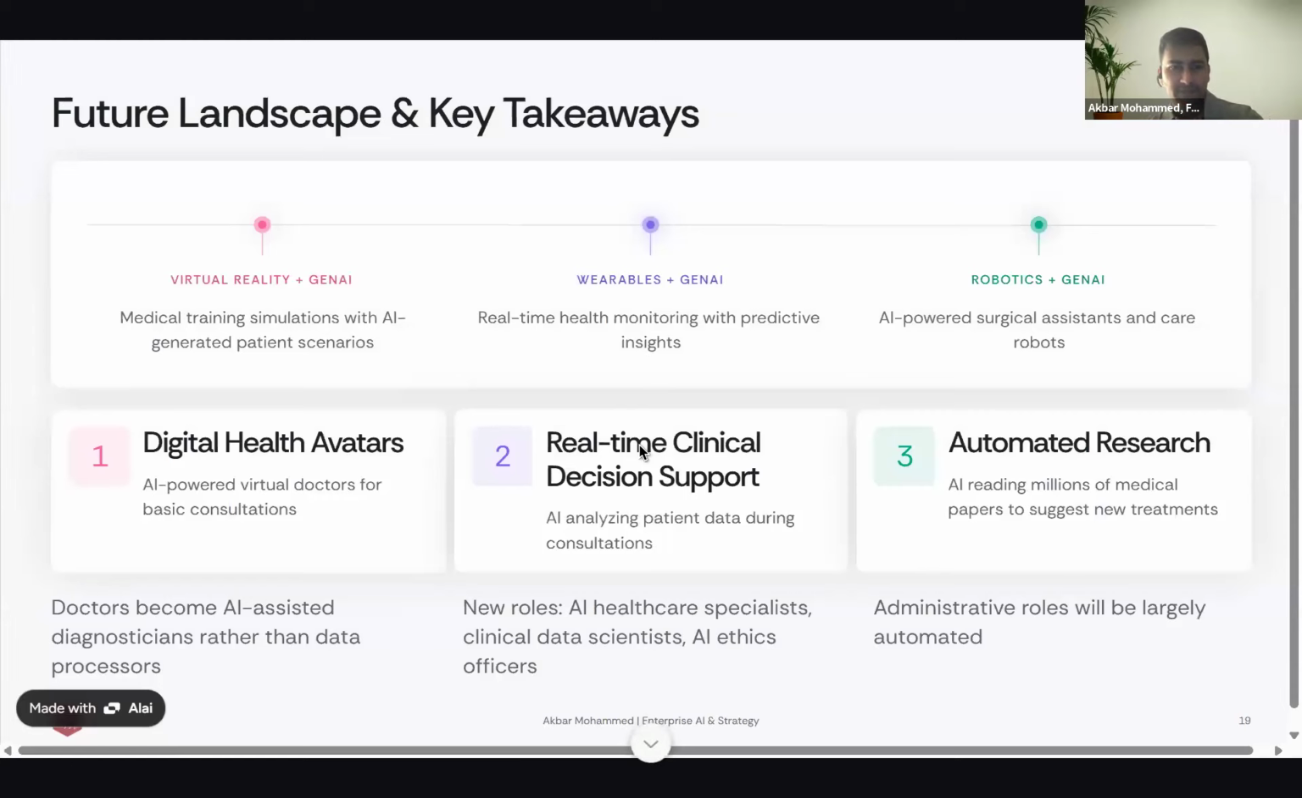In terms of what we can expect in the future, I think you will start seeing more AI. The three key areas where we are seeing a lot of attention are virtual reality, wearables, and robotics. Wearables and virtual reality are already here. It's only going to intensify. Virtual reality, you may have seen people using VR headsets to do remote surgeries. Now think of the same thing, but with GenAI. You can use that for medical training or simulations.